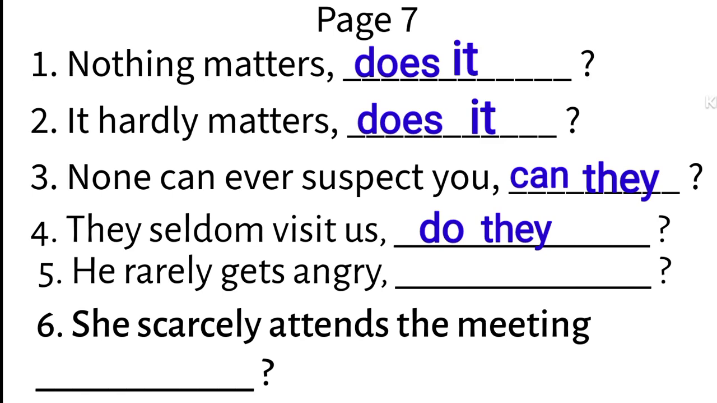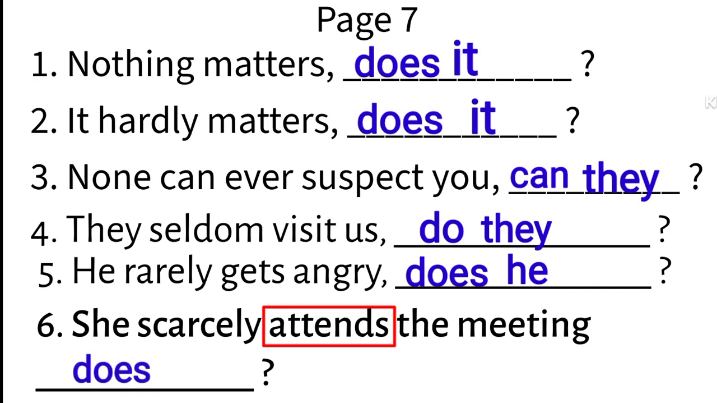In the fifth sentence, the verb is gets. Therefore, our choice is does. Again, here also the subject is in pronoun form he, so keep it as it is. In the last sentence also, there is no helping verb. For the verb attends, we have to select does and keep she as it is. Pause the video here and observe the examples carefully.